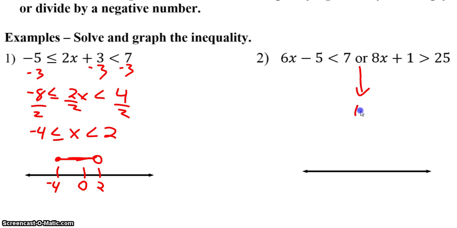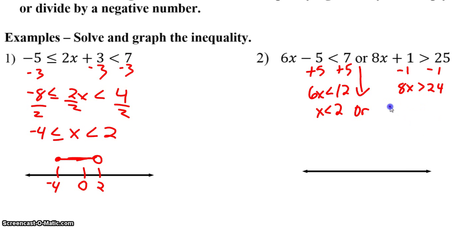In 2, you'll see the word or between it. Or stays there. It's going to stay between these two, and you just solve each one on its own. So on the left side, it says 6x minus 5 is less than 7. I'm going to add 5 to both sides. 6x is less than 12. I'm going to divide out the 6. X is less than 2. Or subtract 1 from each side. 8x is greater than 24. Divide out the 8. X is greater than 3.